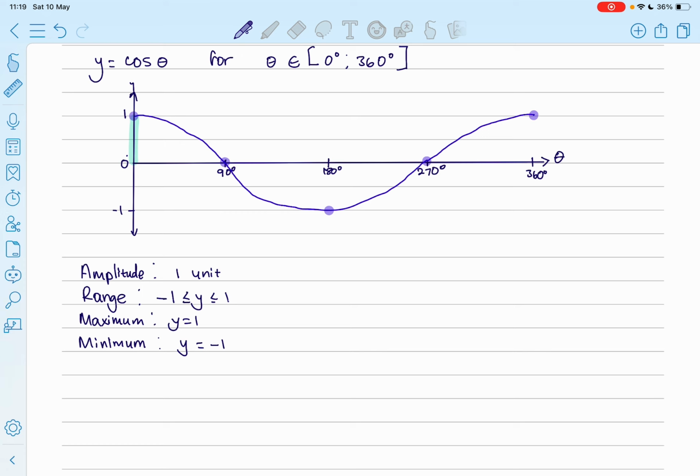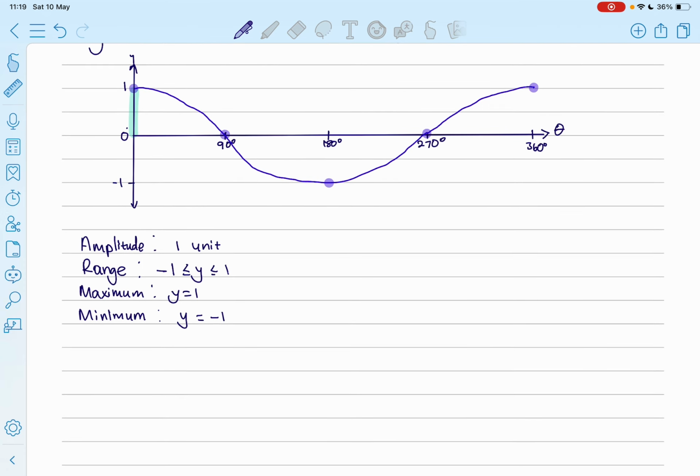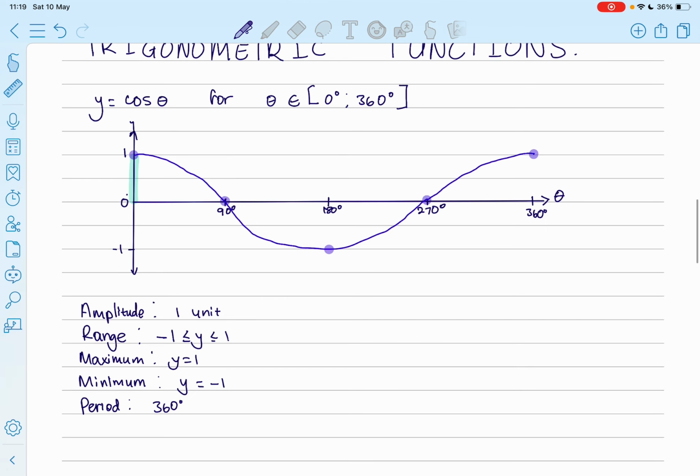And the period, which is the degrees that it requires for us to get a complete cos wave, is 360 for the standard graph. So period is 360. So we'll look at how to determine the period when different parameters have been included in the cos graph. But for now, the basic one has a period of 360 degrees. All right, and that is all for the cos graph.